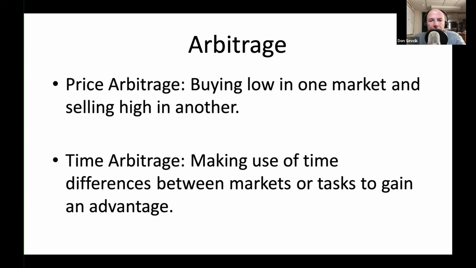So basically, price arbitrage is buying low in one market and selling high in another. Time arbitrage, on the other hand, is making use of time differences between markets or tasks.